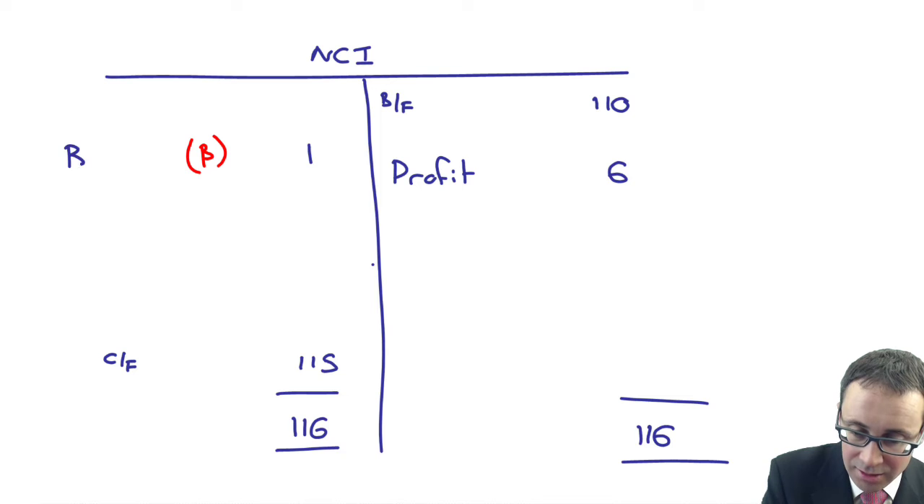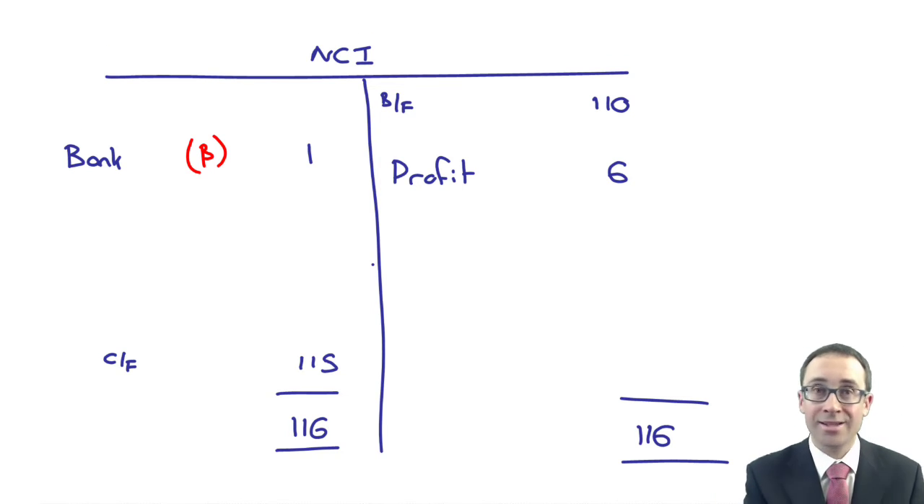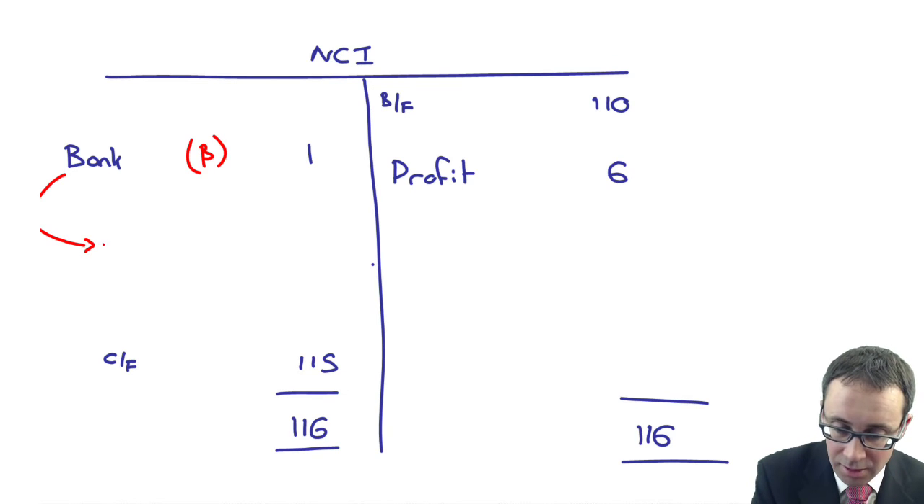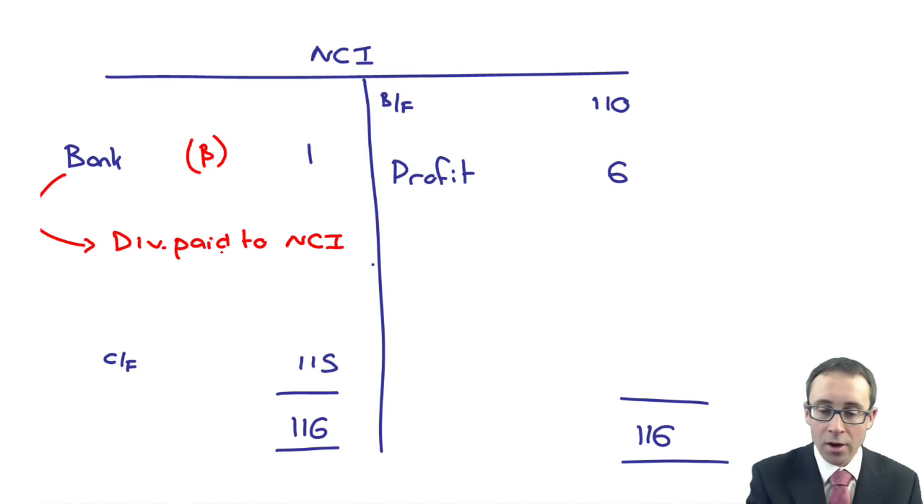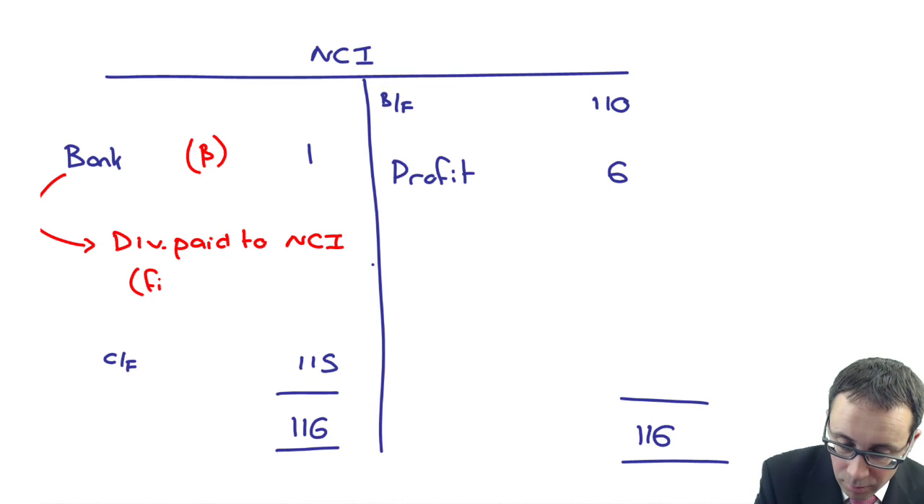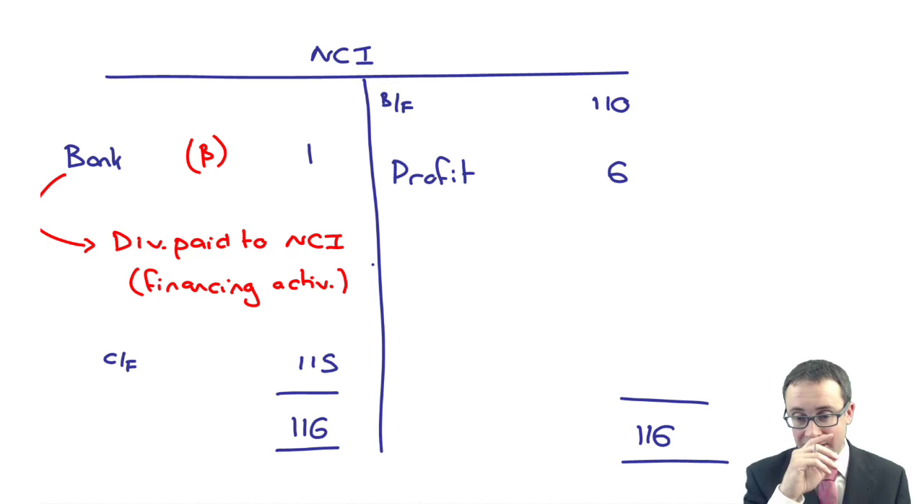That essentially is your entry to the bank, because you've credited bank and debited non-controlling interest, and that there is the dividend paid to the non-controlling interest. Again, whereabouts does that go? That's there in your financing activities, isn't it? Okay, there we go, nice and straightforward.